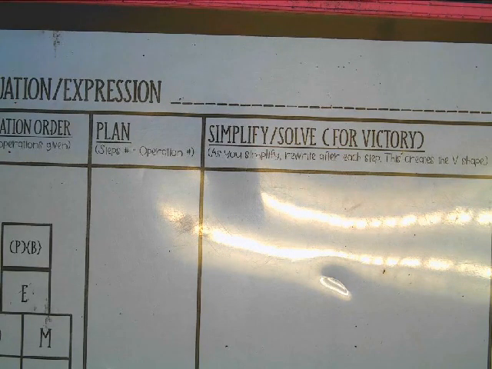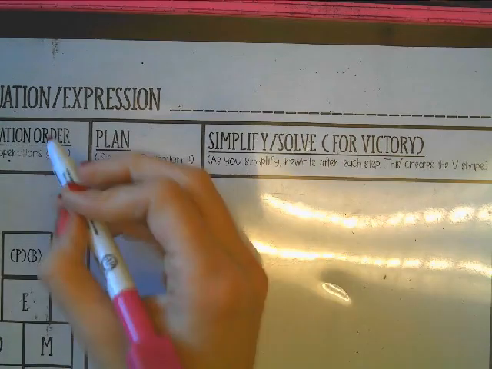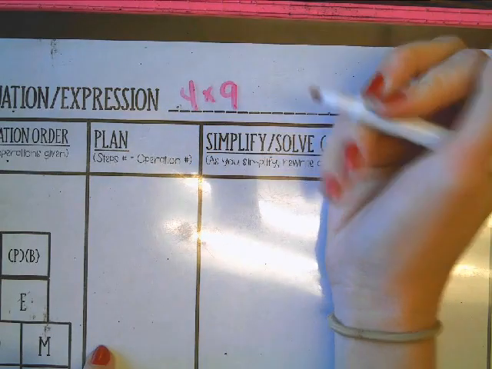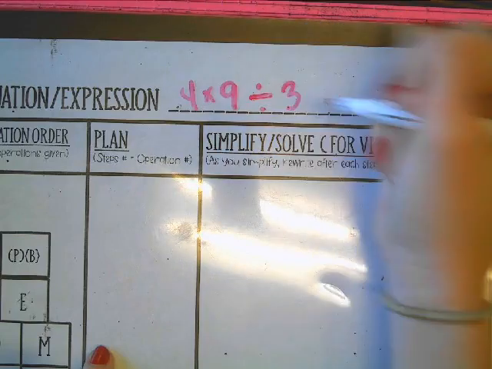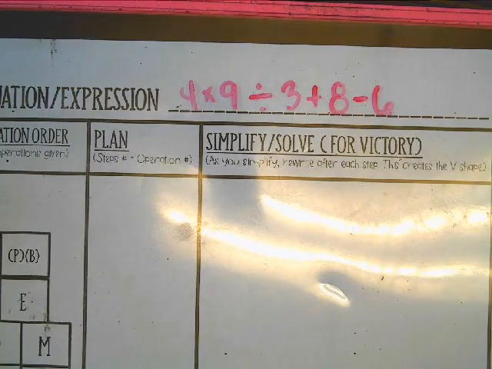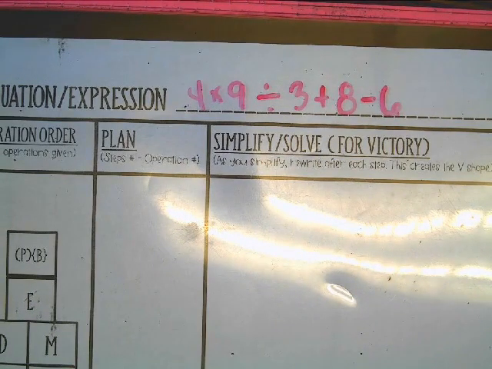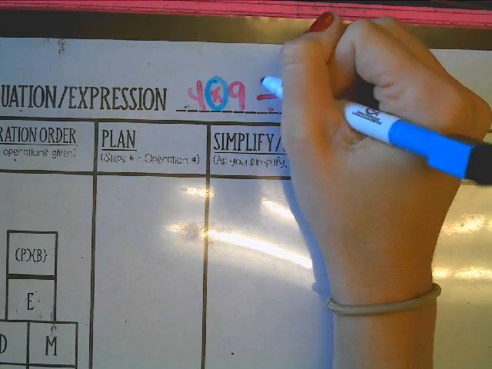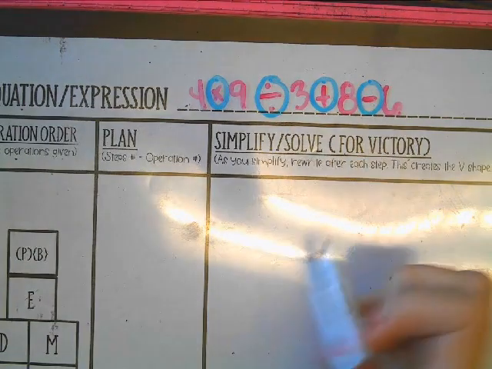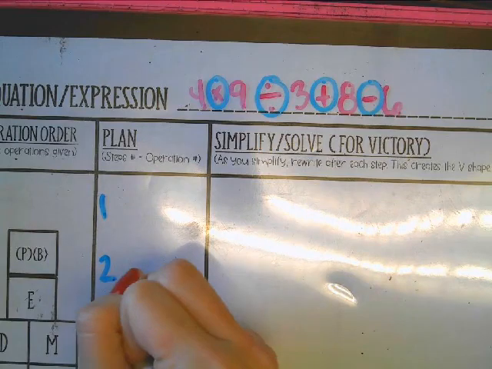The first thing that you're going to do is write your equation up here where it says equation expression. So I have 4 times 9 divided by 3 plus 8 minus 6. From that point, I am going to go through and circle every symbol or operation that I have. So I have 1, 2, 3, 4. Since I have 4 circles, I'm going to have 4 steps. So I'm going to number my plan 1 through 4.